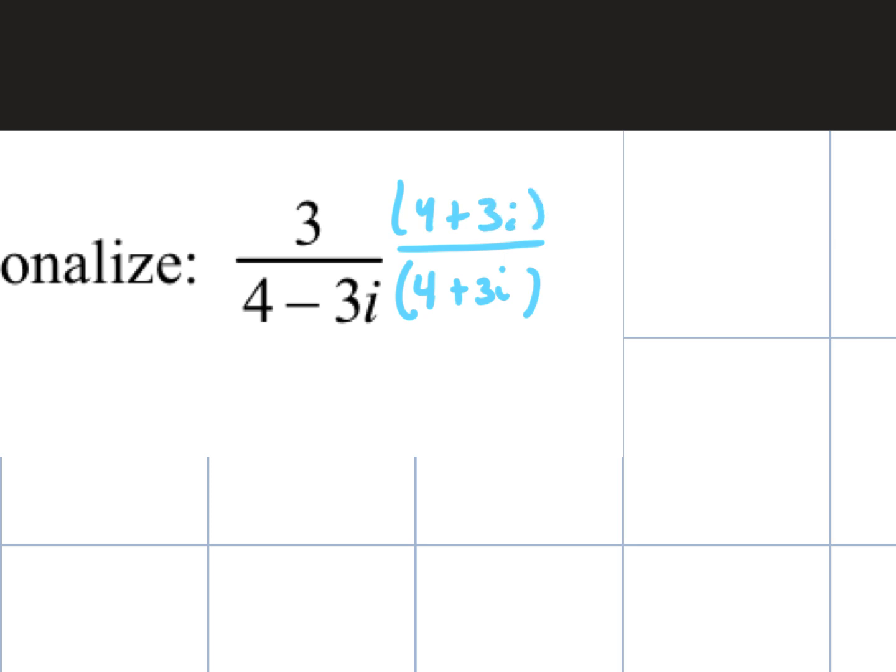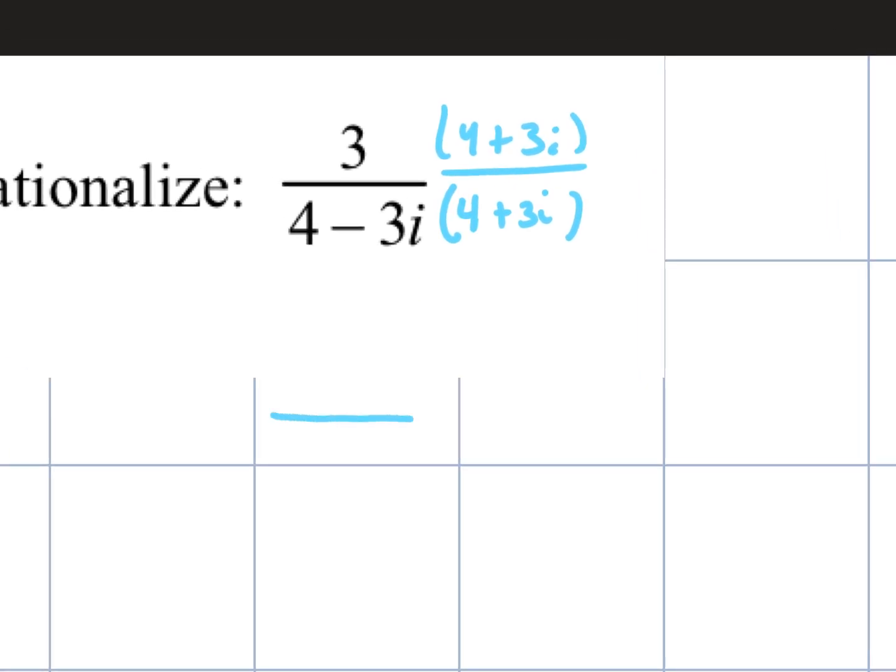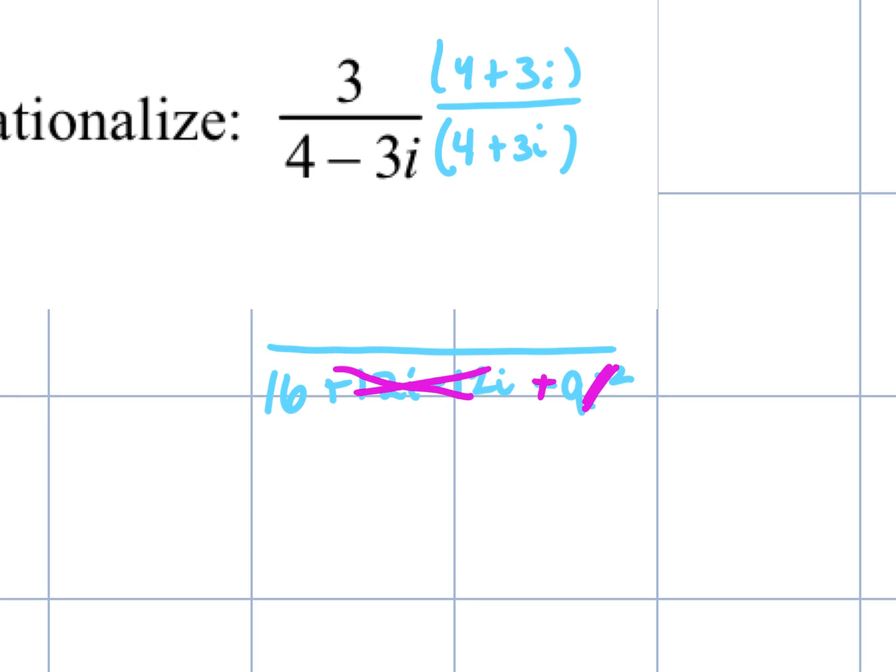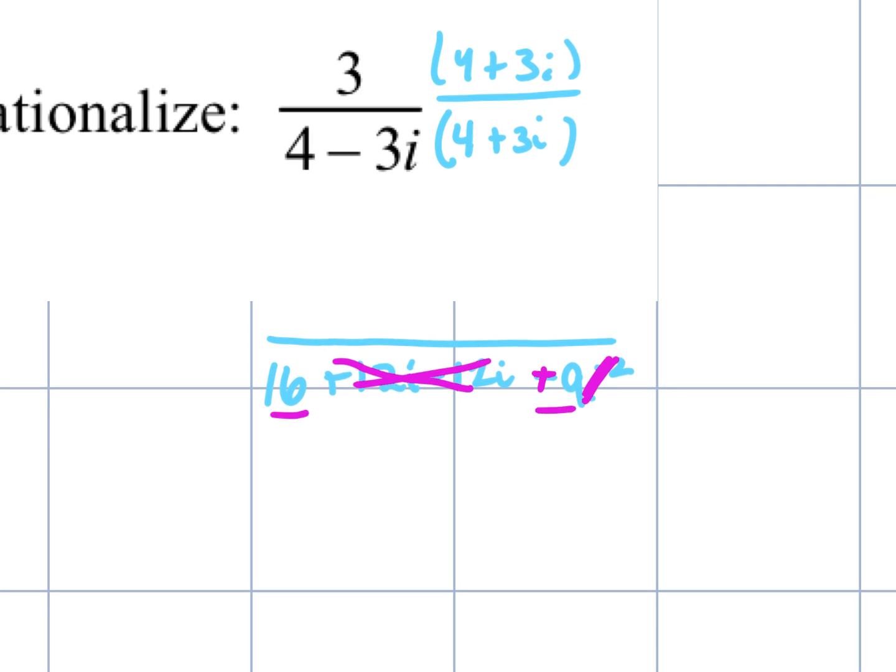So I'm going to go ahead, I like to multiply my denominator first just to make sure my i's cancel. So 4 times 4 is 16. 4 times 3i is plus 12i. Negative 3i and 4 is minus 12i. And negative 3i and positive 3i is minus 9i squared. As soon as I see that i squared, I cross it off, change the sign in front. I notice my positive and negative 12i cancel. So I have 16 plus 9, which gives me 25.